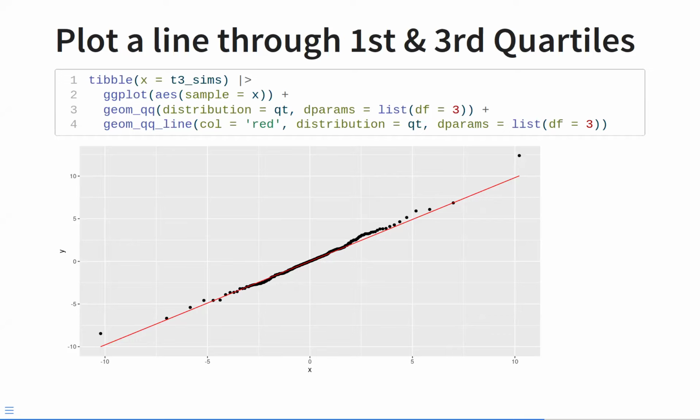So the line is actually going to go through the first and third quartiles, so the 25th and 75th percentile. What's happening here is we're taking the 25th percentile of the sample along with the corresponding theoretical quantile, and we're doing the same thing for the 75th percentile. Two points to find a line, and that's how we get our red line.